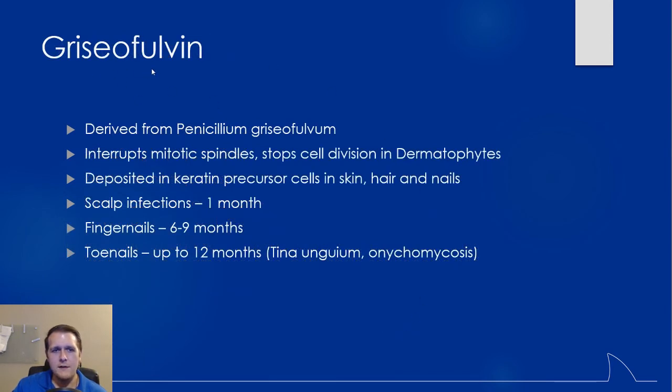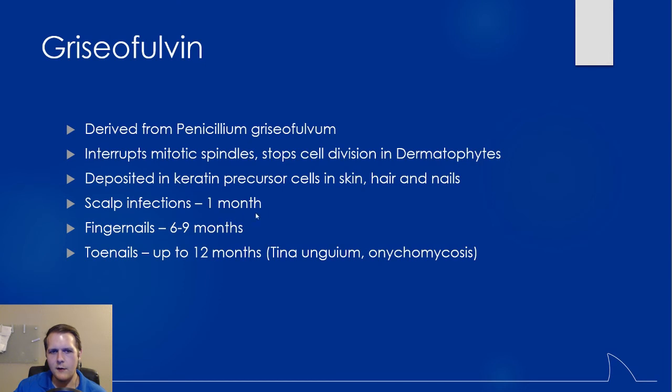Then griseofulvin, this is a very common one you're going to see used over in the outpatient realm here. I mentioned that this works by inhibiting the mitotic spindles, so it actually will stop cell division in the dermatophytes. This is mainly going to be used for topical application. Even though it's given orally, it's being used for topical fungal infections here. And so this is one thing I want you to know with this is that this is good for things like working the skin, the hair, and the nails. So even though this may be given orally, it's being used for those topical sort of applications.